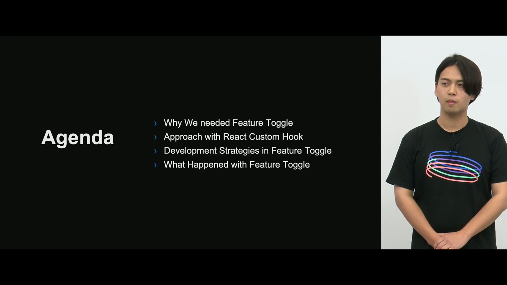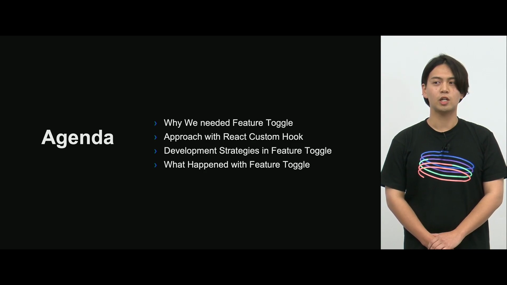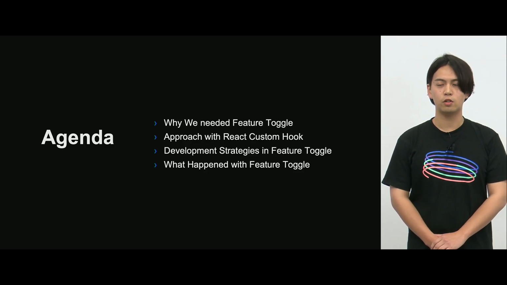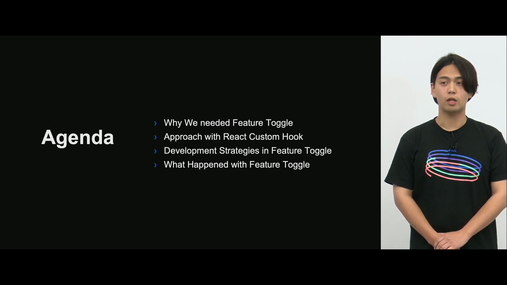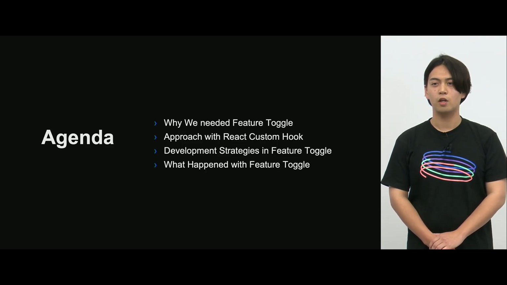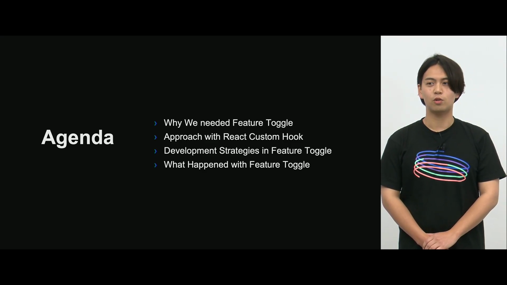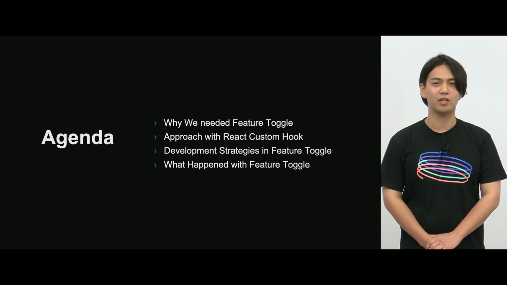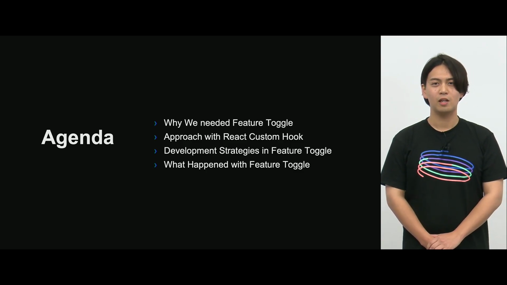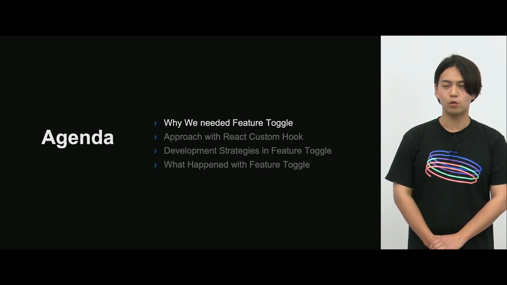In this session, we'll discuss why we implemented this and the background, and then a concrete approach to feature toggle implementation using a React custom hook, what the structure is to make it a safe development, how we have operated, and also what the results of the feature toggle were. I hope this session will help those who are considering implementing feature toggles in their project, and those who are interested in learning how to implement this at the front end.